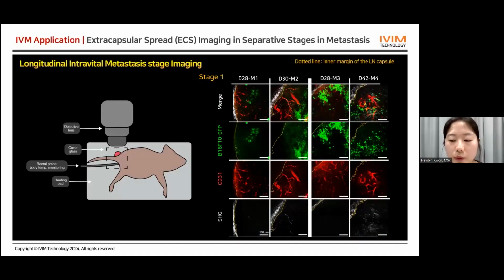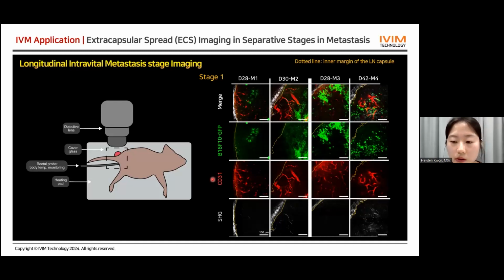Using two-photon laser, we obtained images by visualizing the second harmonic generation signals from the capsule of the lymph node, as indicated by the dashed line marking the boundary of the popliteal lymph node. Additionally, we stained the blood vessels to visualize them along with the cancer cells.